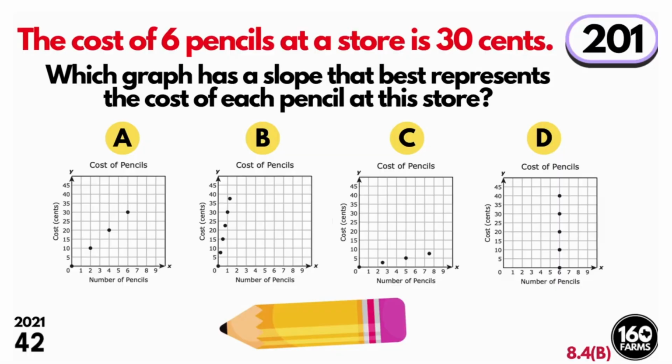Number 42, the cost of 6 pencils at a store is 30 cents. Which graph has a slope that best represents the cost of each pencil at this store? We're just going to talk through each one of these graphs. So let's start with A and B.